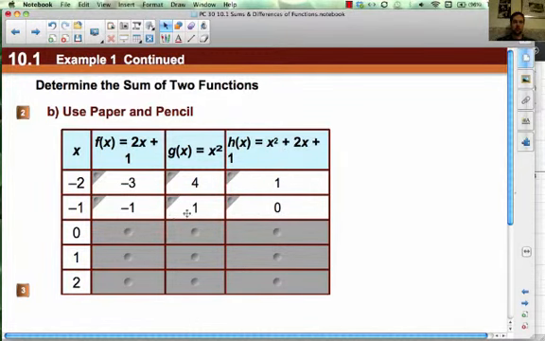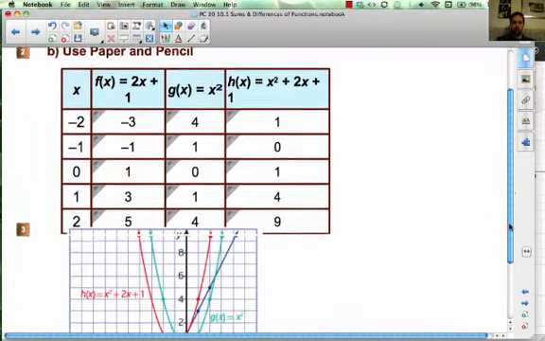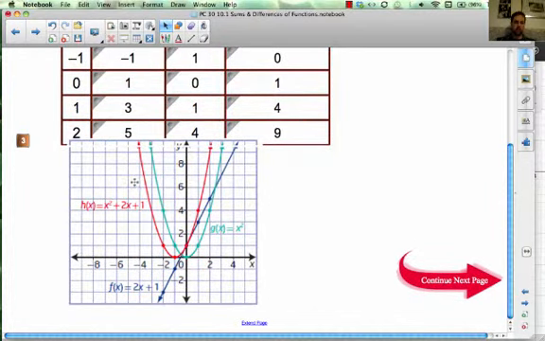Okay, so negative 1 plus 1 is 0. 1 plus 0 is 1. 3 plus 1, 4. And 5 plus 4 equals 9. So there you go. You can verify that those are true. Here is what the graphs would look like.